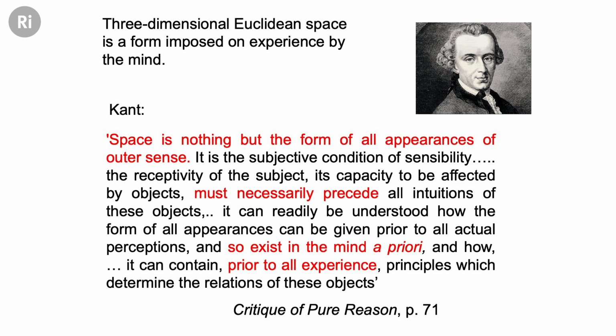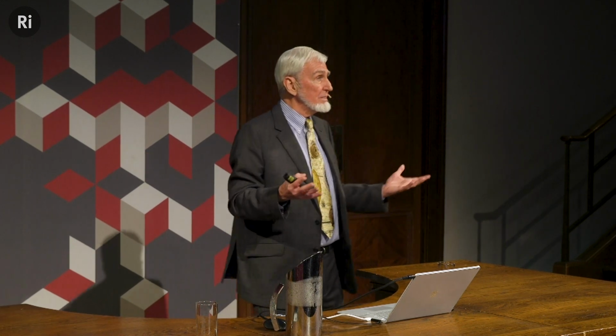And further down he says, as it exists in the mind a priori, it can contain, prior to all experience, principles which determine the relationships of these objects. So he believed that your ability to represent the space of this room, the space of London, your ability to navigate around, in some ways was there before any experience, and it was used to actually organize your experience.